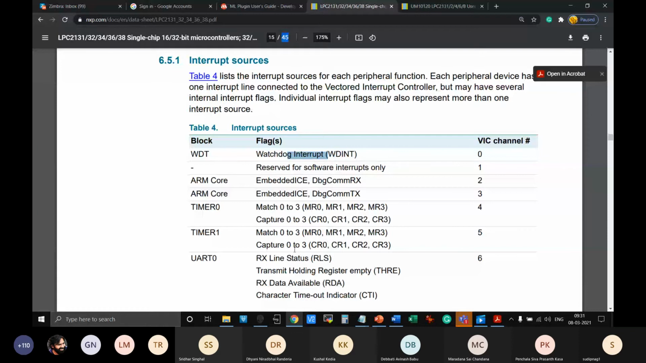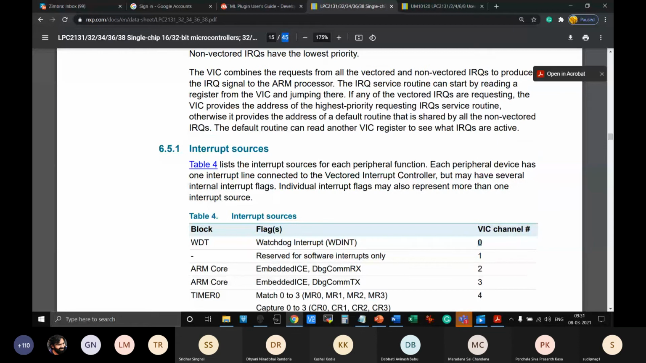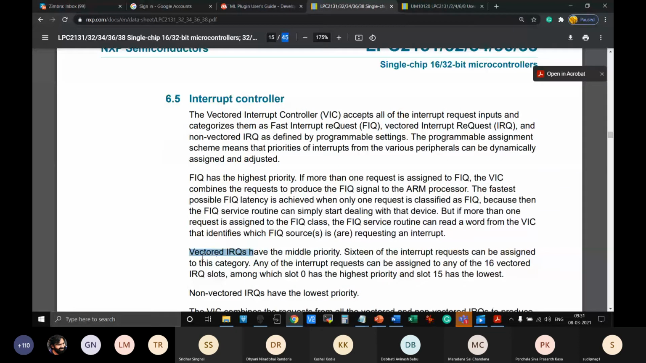Then there is embedded ICE for debugging, with transmit and receive signals. This is in-circuit emulation, which means you are trying to trace what is going on in other registers, and whether an interrupt is there or not. All those things can also be controlled by another set of interrupts, which is of higher priority. See, channel 0 has the highest priority within this VIC. VIC is the vectored interrupt controller.